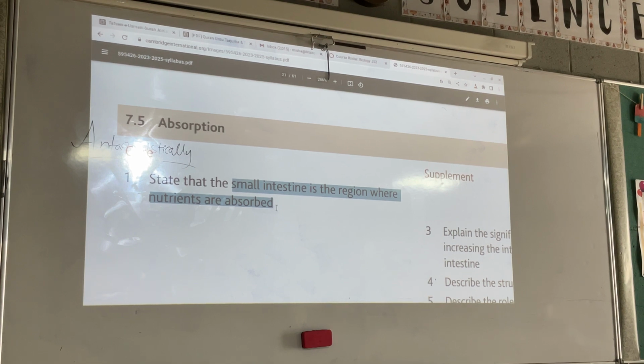On page number 122. Page number 122, everyone. They mention under the heading of absorption.